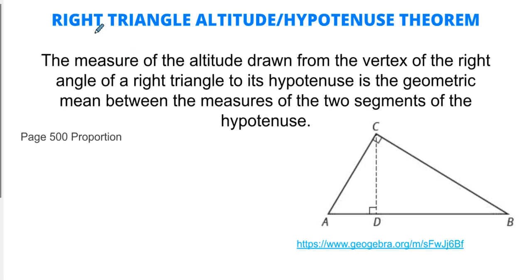So the first one is the right triangle altitude hypotenuse theorem. As with all these for 7.4, I have a right triangle and I have an altitude drawn. So what this one states is the altitude of the right triangle to its hypotenuse is the geometric mean between the measures of the two segments of the hypotenuse. So this piece is in common with two different triangles. This piece relates to this piece if it were little triangle, long leg, big triangle, long leg.